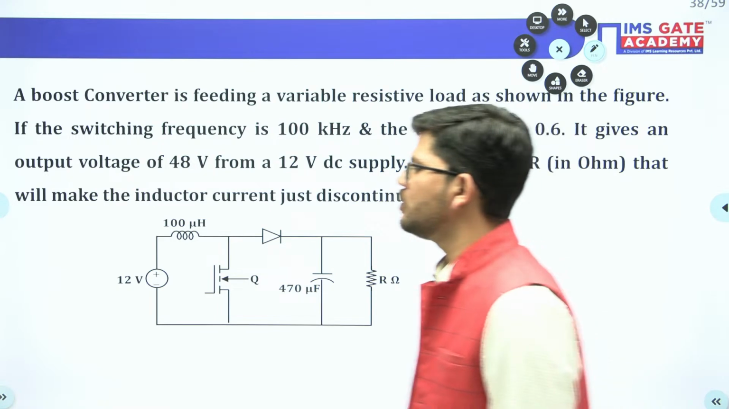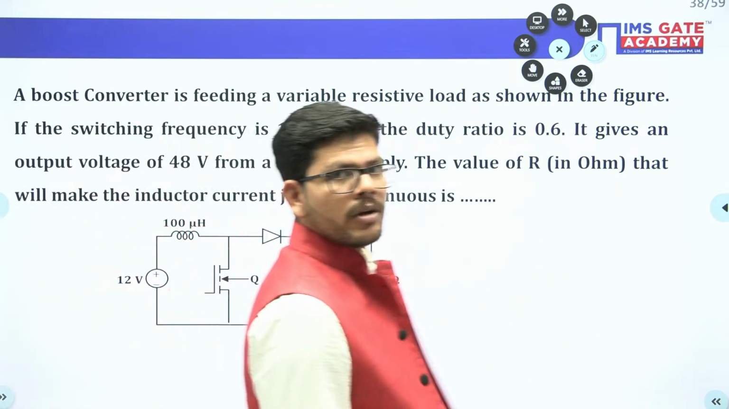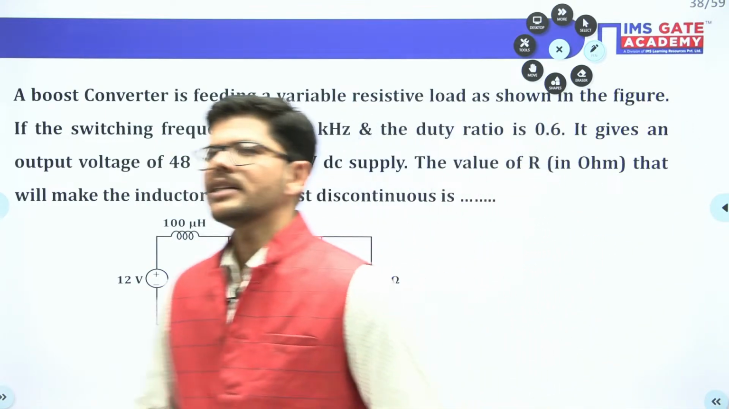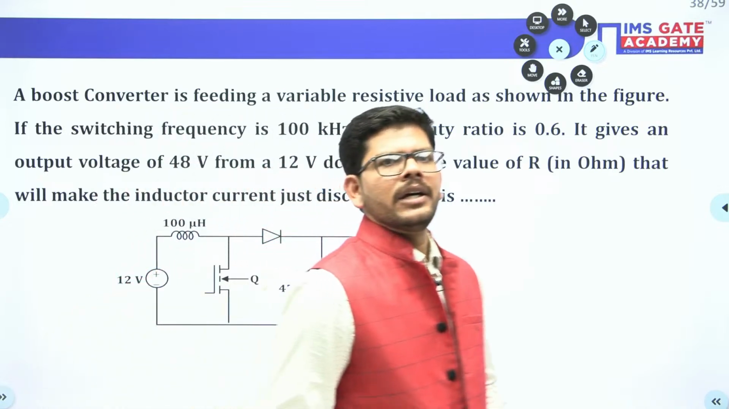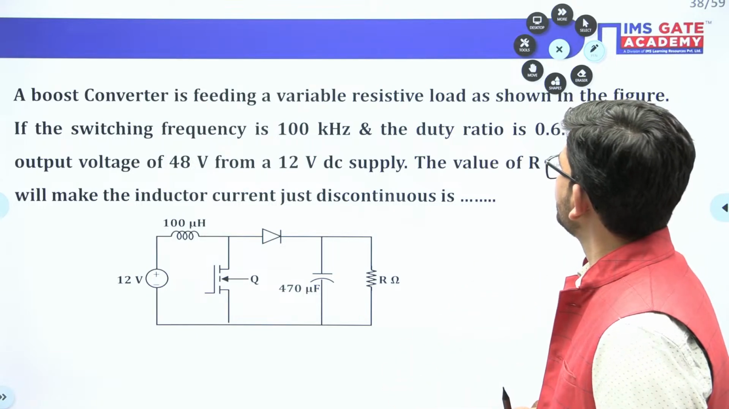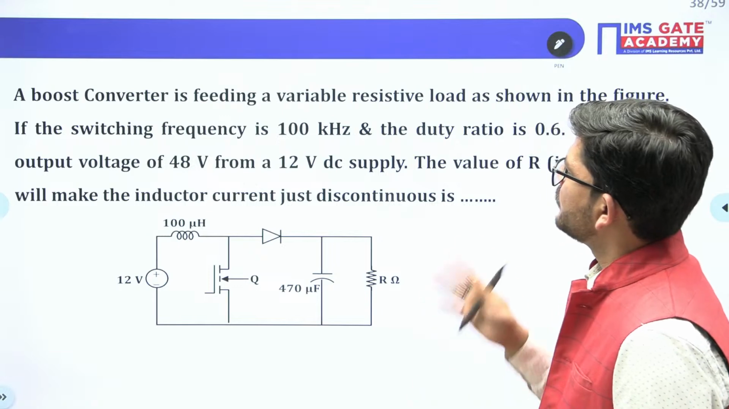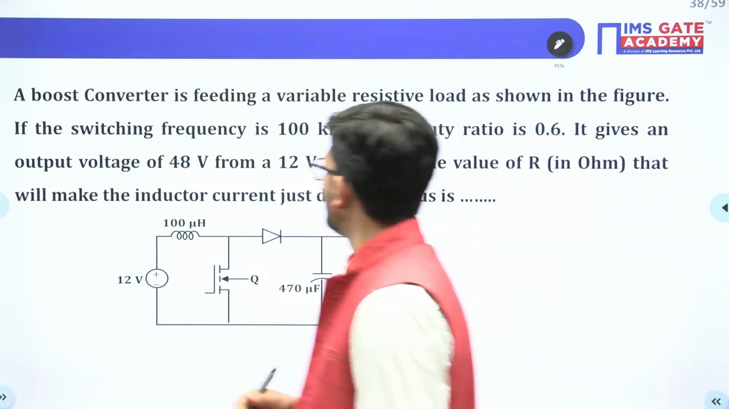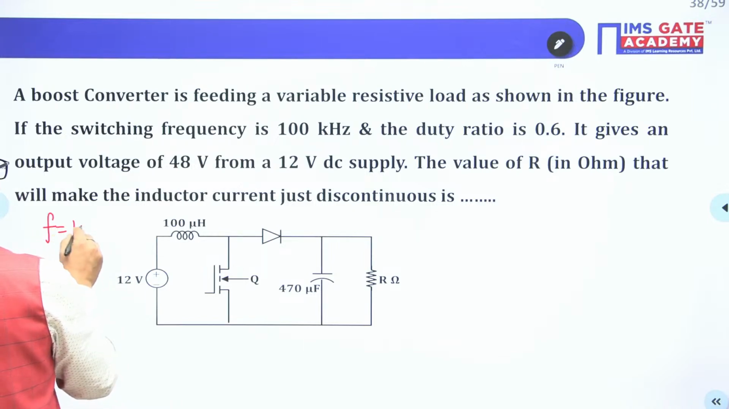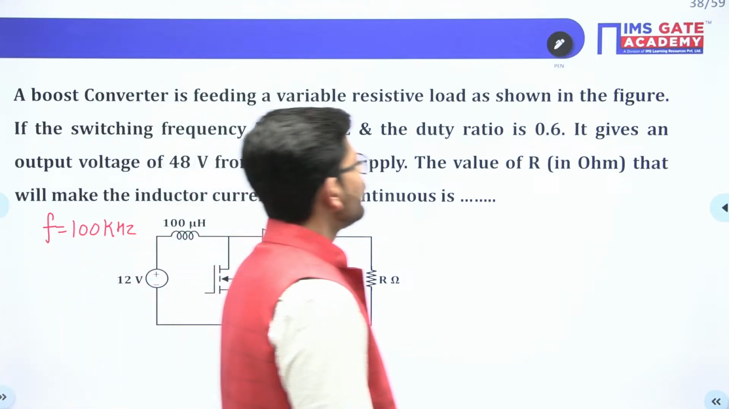Now coming to this particular problem, this is a very good problem. These types of problems have been asked so many times in the GATE exam, and I am sure this will be asked once again. Now read the problem with me, guys. A boost converter is feeding a variable resistive load as shown in the figure. So again we have a boost converter. If the switching frequency is 100 kilohertz, whatever data is given, just write it. Switching frequency is 100 kilohertz.